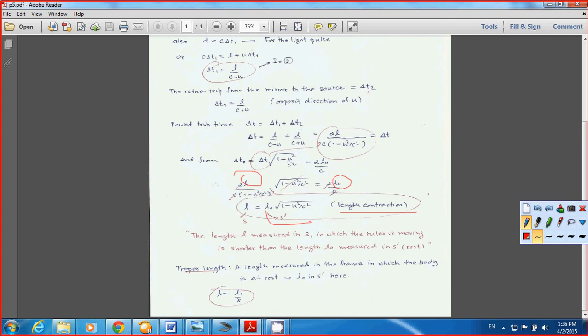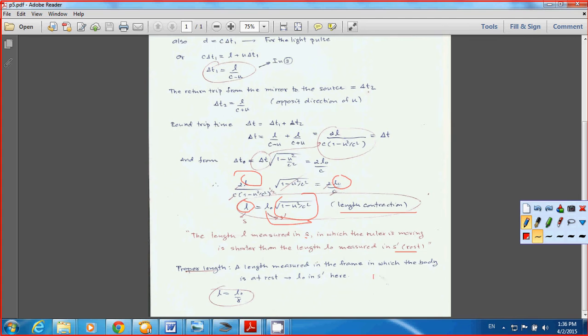because when you start with the length L0 and this term becomes less than 1, you end up with L less than L0. We call it length contraction. So the length L measured in the reference frame in which the ruler is moving is shorter than the length L0 measured in S prime, the reference frame which we consider to be at rest.